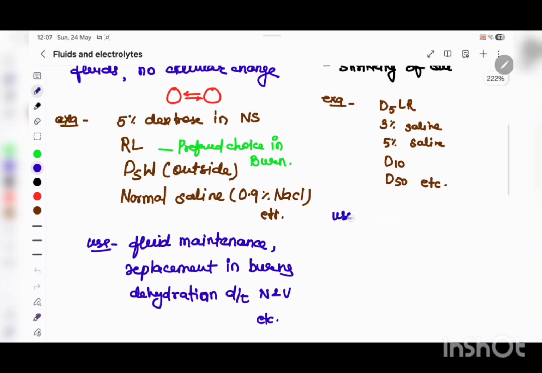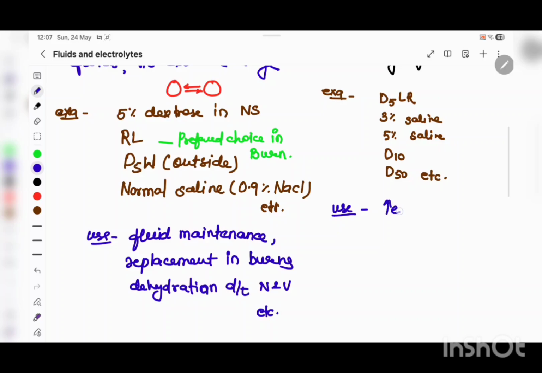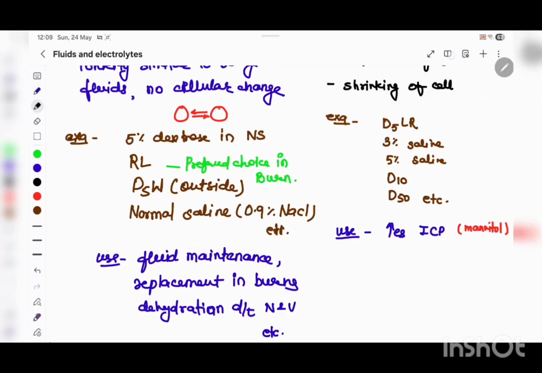So hypertonic solutions, where are we going to use them? In increased ICP. In increased ICP, the preferable choice, the drug of choice or fluid of choice, is mannitol. Then there is a very important thing we should note when we are administering hypertonic solution. What is that important consideration?